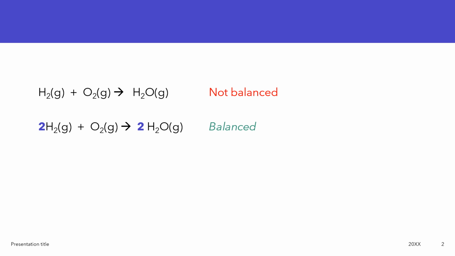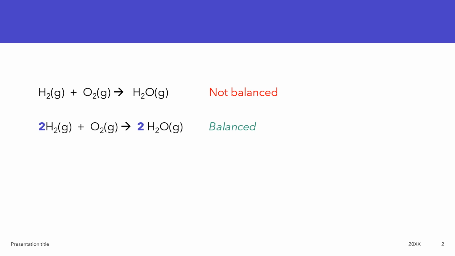We have to count the atoms for each element in the reactants as well as the products. So let's look at the reactant side. For hydrogen, we have 2 atoms of hydrogen in the reactant and 2 atoms of hydrogen in the product. So that's okay. But let's look at the oxygen. We have 2 atoms of oxygen in the reactant, but 1 atom of oxygen in the product. So that means this equation is not balanced. So how can we balance this?